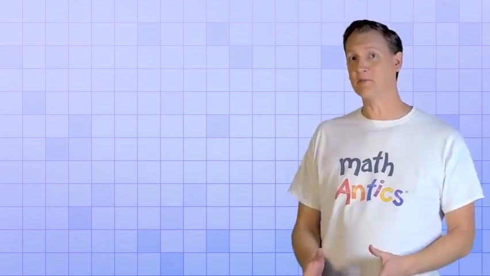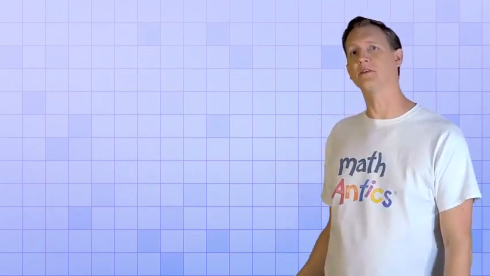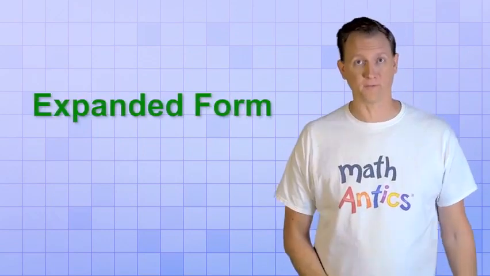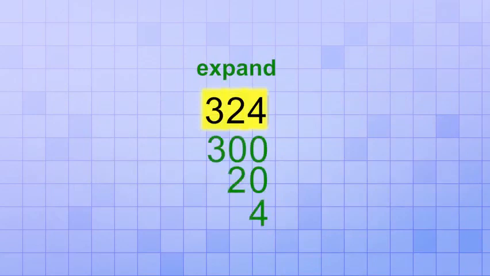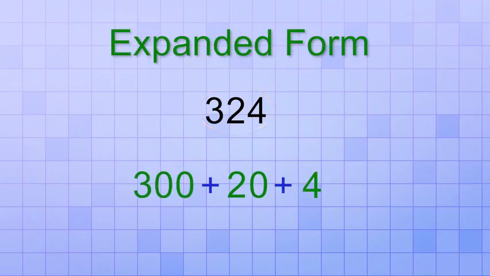Okay, now a great way to see place value in action with some actual numbers is to expand them to show that they're really combinations of different groups. When we do this, it's called writing a number in expanded form. For example, we can expand 324 to be 300, 20, and 4. Because the 3 is in the hundreds place and means 300, the 2 is in the tens place and means 20, and the 4 is in the ones place, so it just means 4. So 324 in expanded form is the combination of those amounts. 300 plus 20 plus 4.